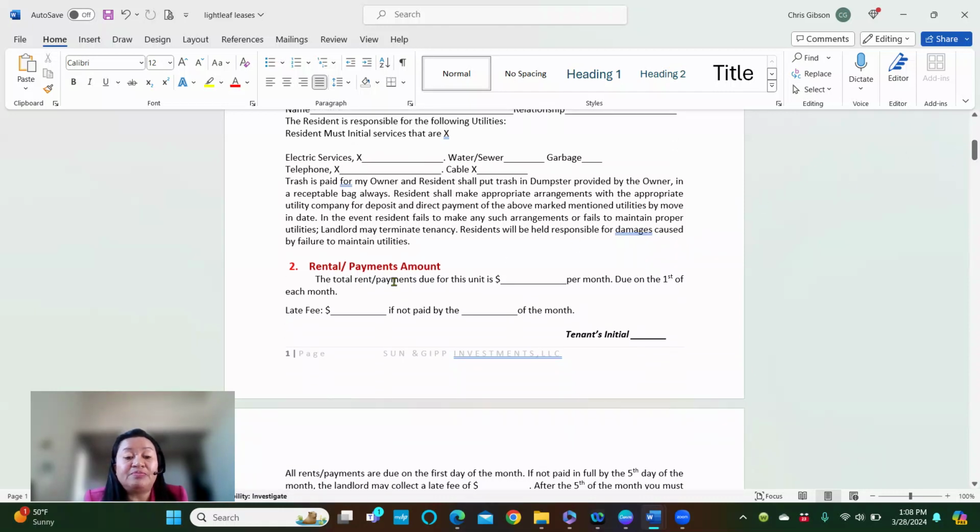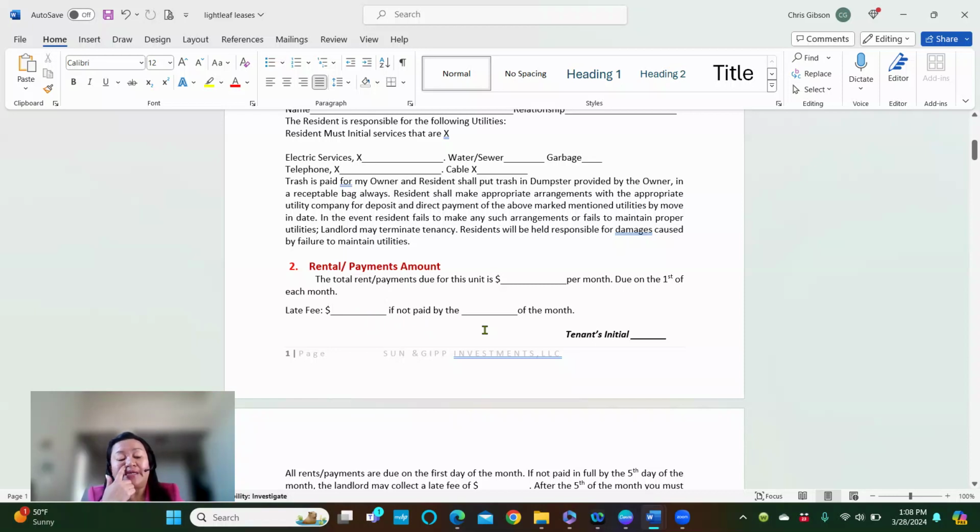And also number two is the rental payment amount. So you write it down in here. The rent must always be due on the first day of each month. And we charge a late fee of $50 if not paid by the fifth of the month.